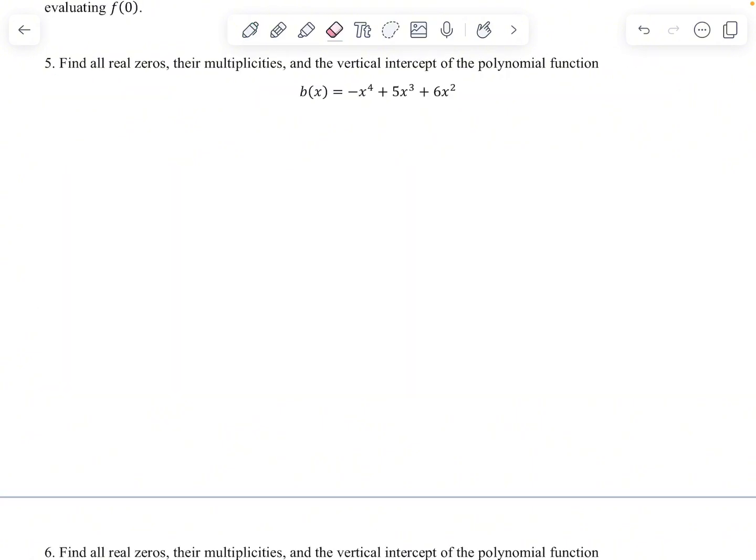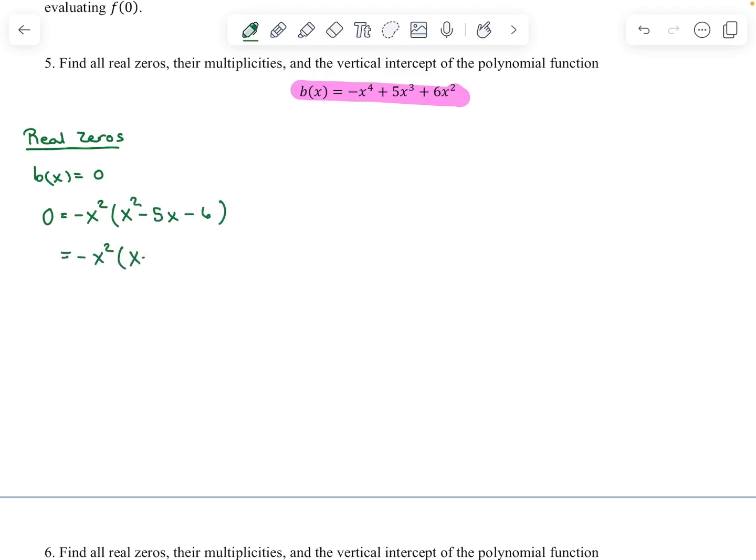Now let's take a look at an example. Find all real zeros, their multiplicities, and the vertical intercept of the polynomial function b of x. So I'm going to start by finding the real zeros. So I want to solve the equation b of x is equal to 0. So I'm going to set the polynomial function equal to 0 and factor out a negative x squared. The trinomial factors as x minus 6 times x plus 1. And now I'm going to set each of the factors equal to 0.